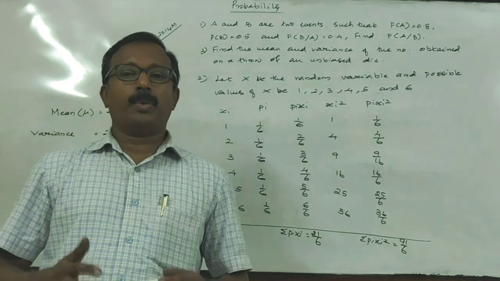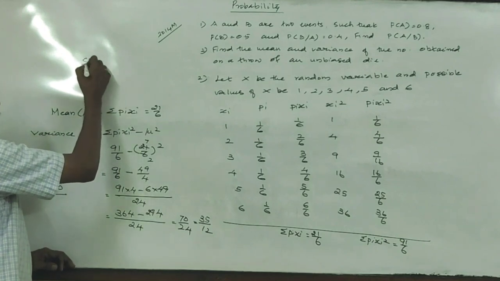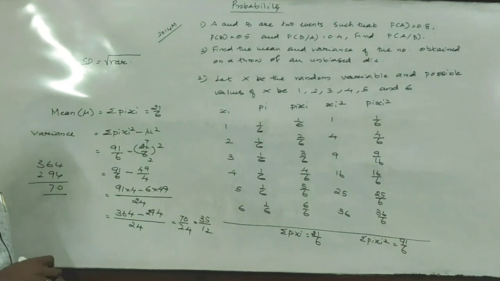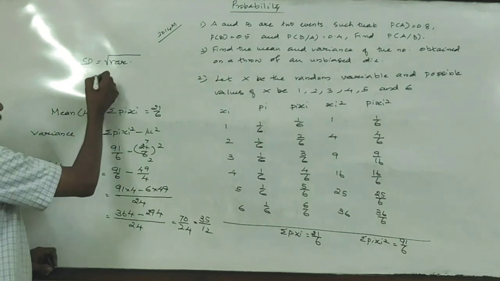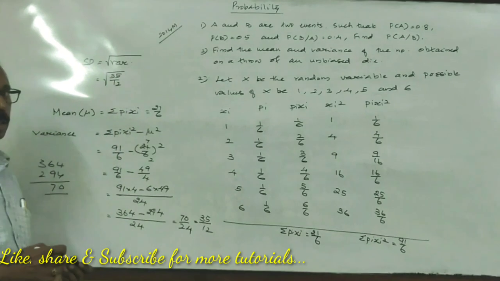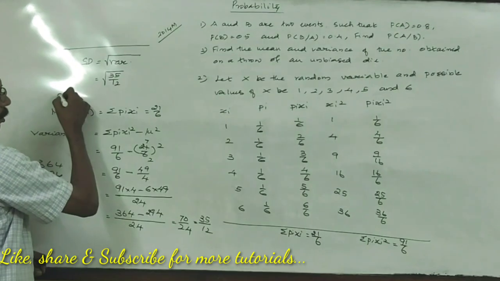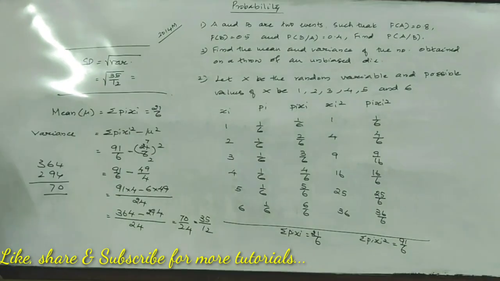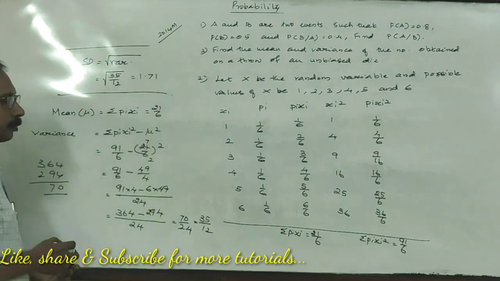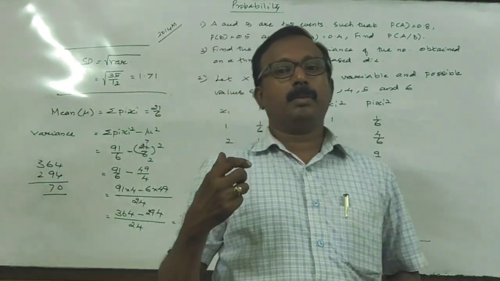Now, if you want to find the standard deviation of x, then sigma is equal to root of variance, which is root of 35 by 12, isn't it? Remember this. So the answer is 1.71. I think you understand all the problems I have done.